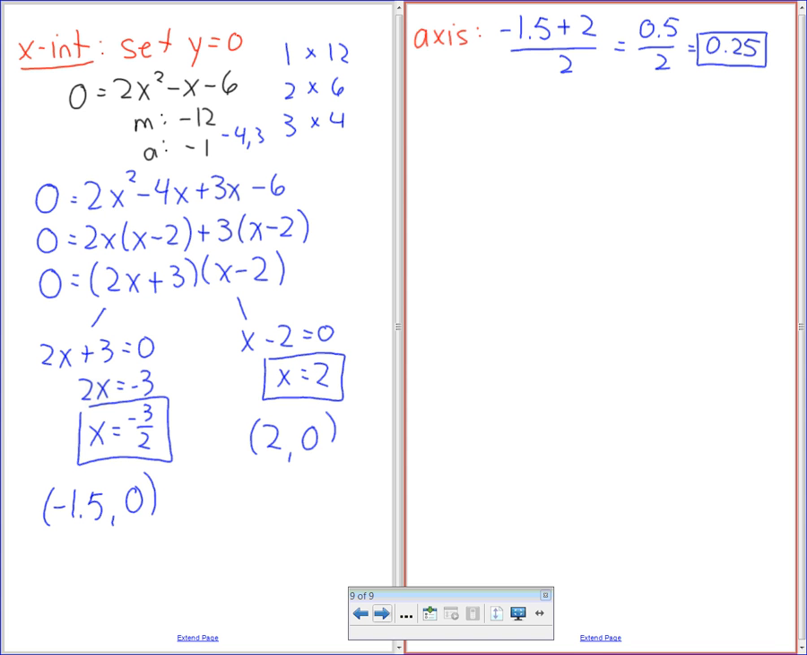Please be brave and raise your hand if something's not clear. Emma, how you doing? Good? To get my y value, that's my x value. How do we get the y value? So to get y, it's going to be y equals 2 times 0.25 squared minus 0.25 minus 6.